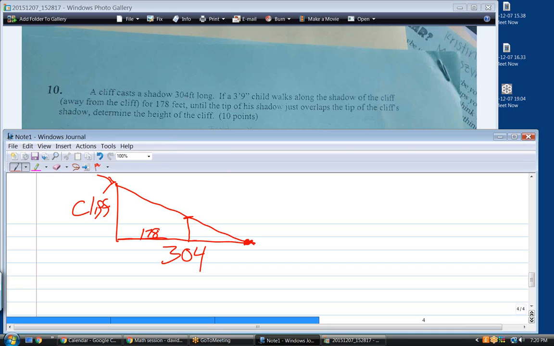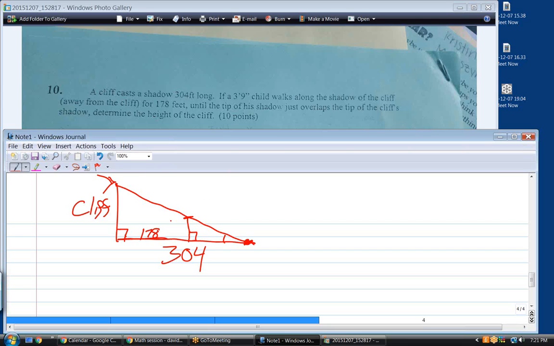So what can I say about these two triangles? That they're similar? Correct. Why? Because they share that angle, and they have two angles that are congruent, excuse me. And two angles is all you need to prove similarity. So what's the ratio I can set up?